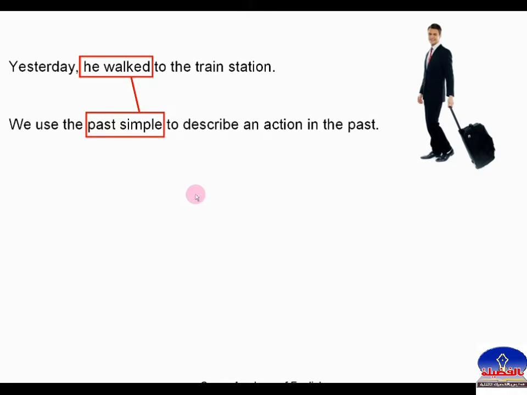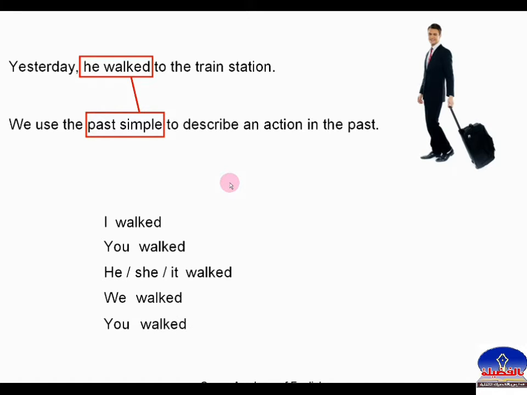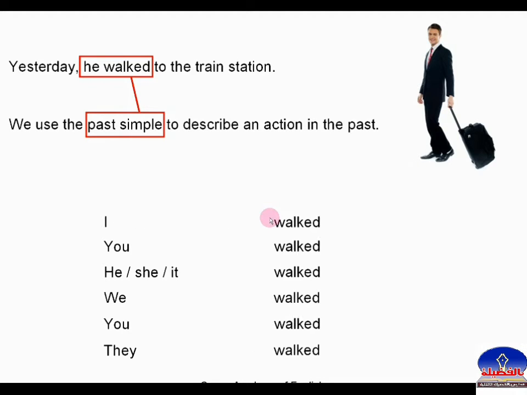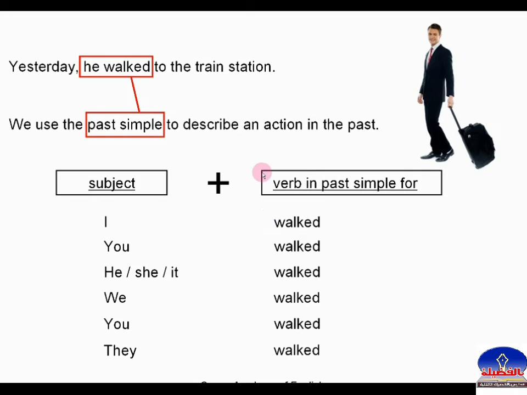And now let us look at the form, the positive form. I walked. You walked. He, she, or it walked. We walked. You walked. And they walked. So if we look at this in more detail, then this is the form. We have the subject and then the verb in the past simple form.